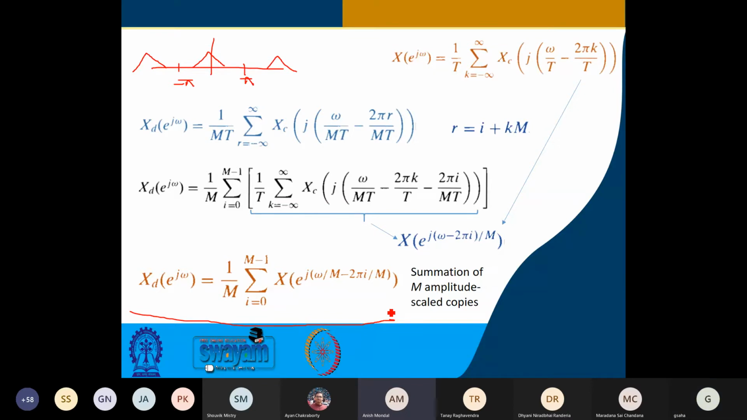Sir, it is attenuated as well as expanded in frequency. This one that you will make 1 upon M, so that is the scaling factor. The other one that is important is that this is expanded. This omega by M is there, right? So this one will get expanded depending on the value of M. Okay, and then there are this number of copies, 0 to M minus 1.